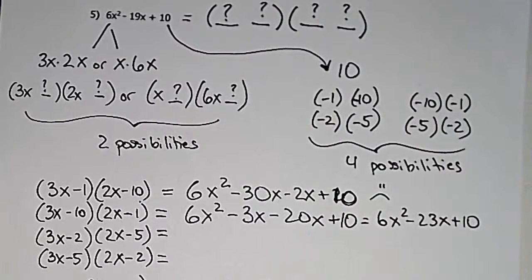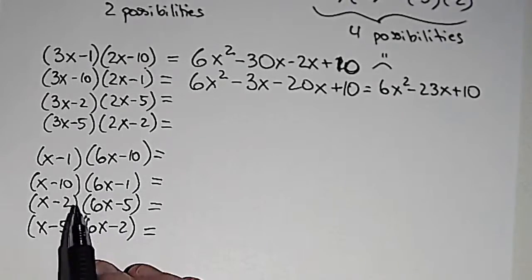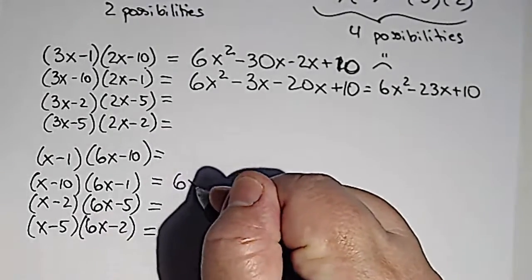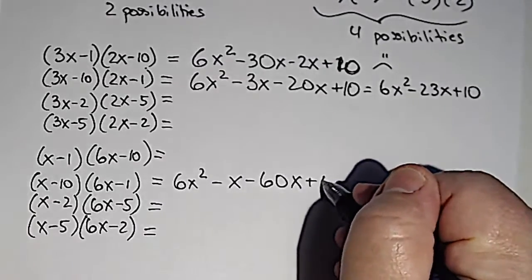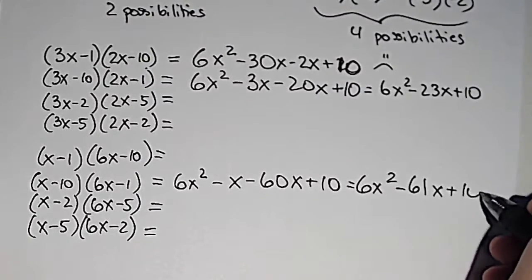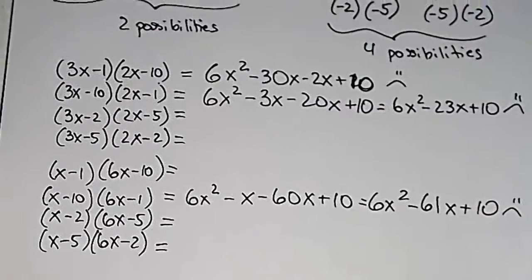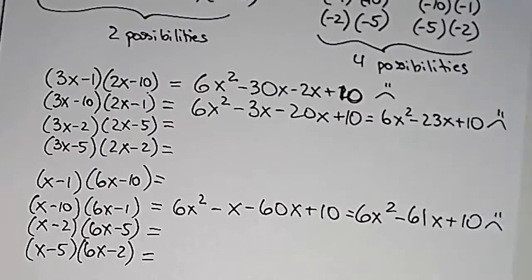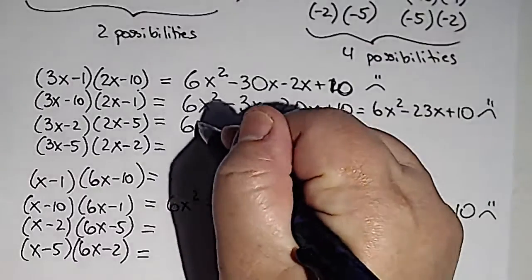So if you look through this, you'll see that there are a lot of different possibilities. Some of them are going to be way too big. For example, if we multiply this one out, we get 6x squared minus x minus 60x plus 10. So that's 6x squared minus 61x plus 10. That's way too big. And so that's what I mean by you don't have to multiply them all out if your brain starts to notice the patterns. But let's go through and we can go to this next one.